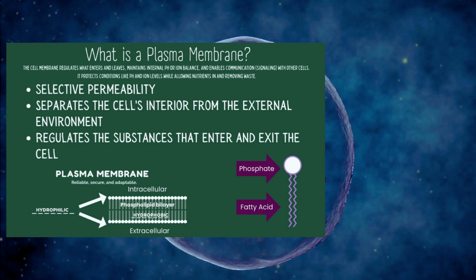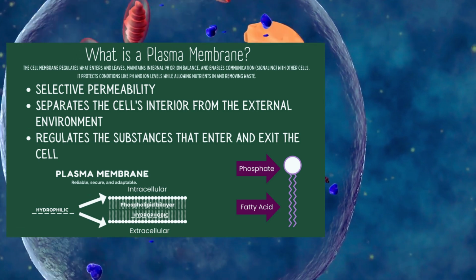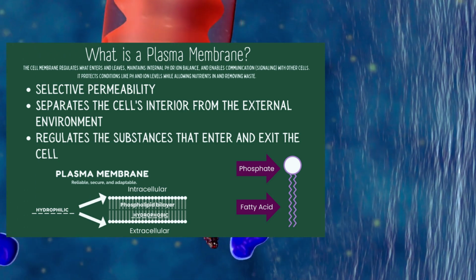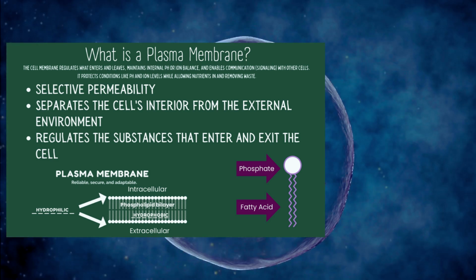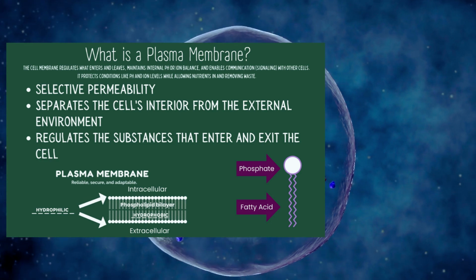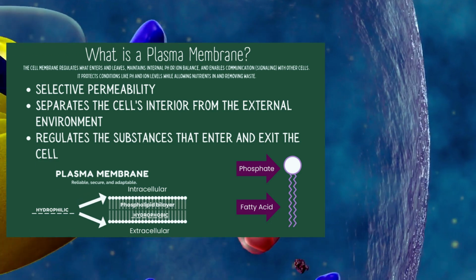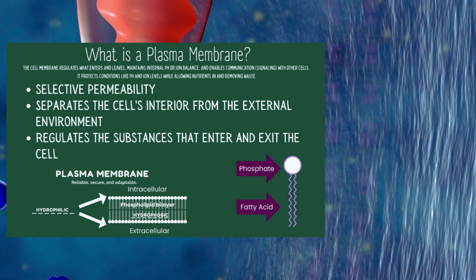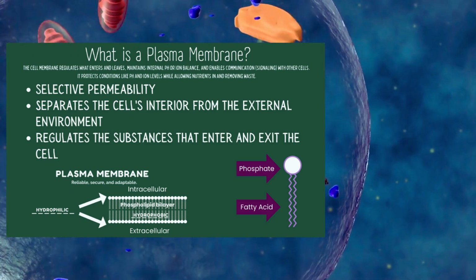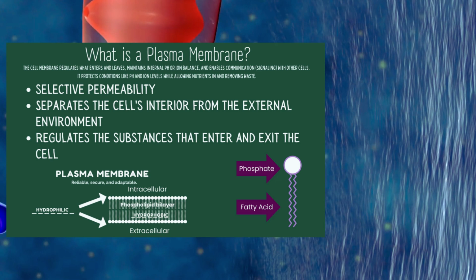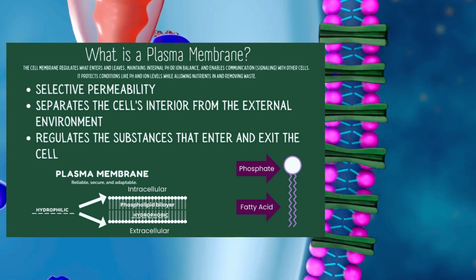Let's talk about the plasma membrane. Please note when we're talking about the plasma membrane, we're talking about it in terms of animal cells. Note that plant cells have what's known as the cell wall. So when we're talking about the plasma membrane, we're only referring to it as the main barrier of the cell, and that's in reference to animal cells. What we mean by barrier is that it's selectively permeable.